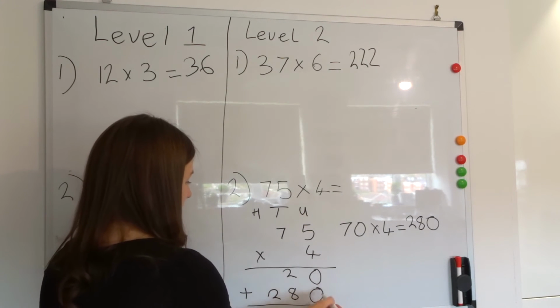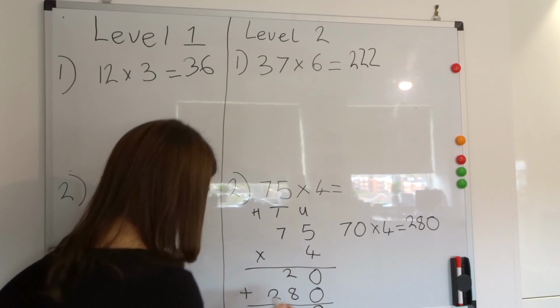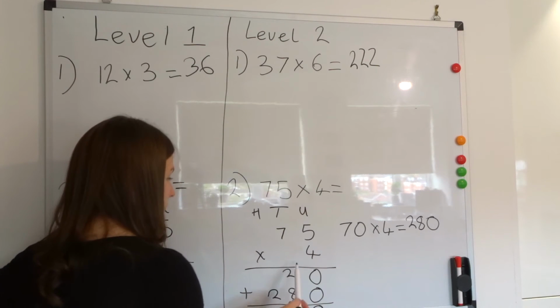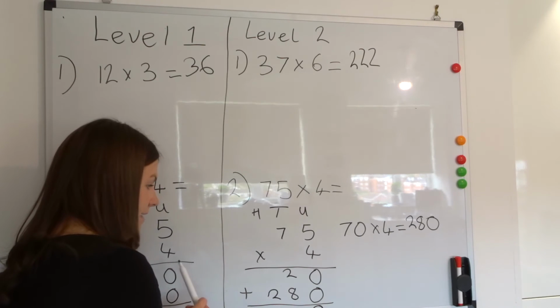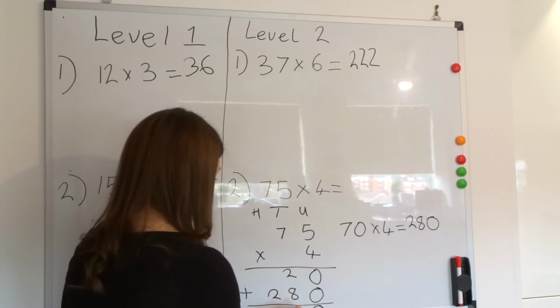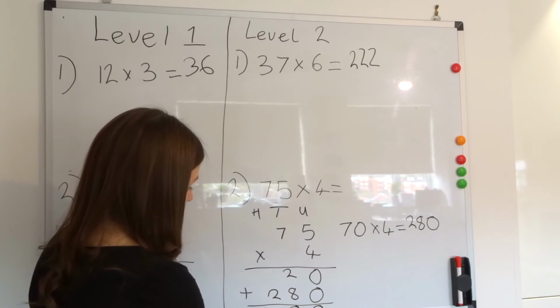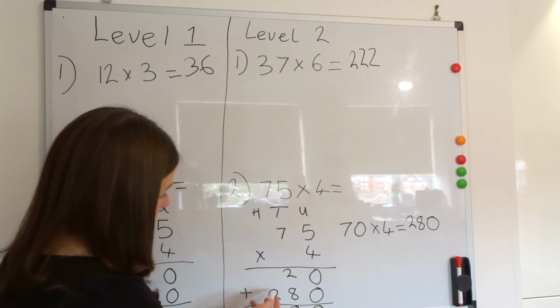So units, 0 add 0 is 0. Okay, and then we need to go over to our tens column. We need to do 20 add 80. 20 add 80 is 100. Good, well done. And then we need to carry that 1 over. And remember to add it on here.